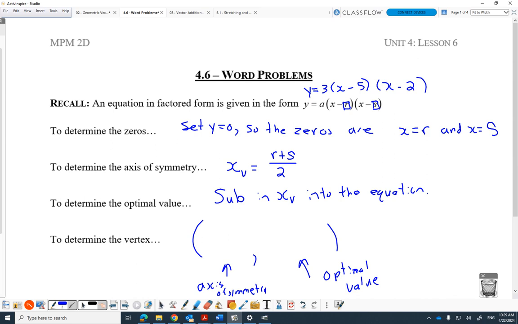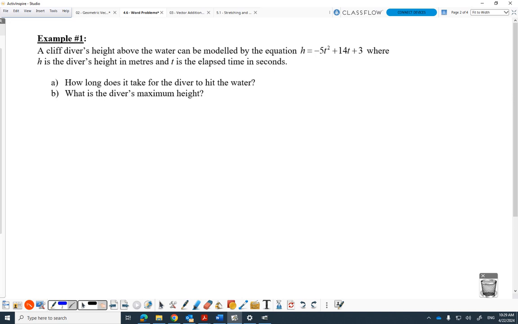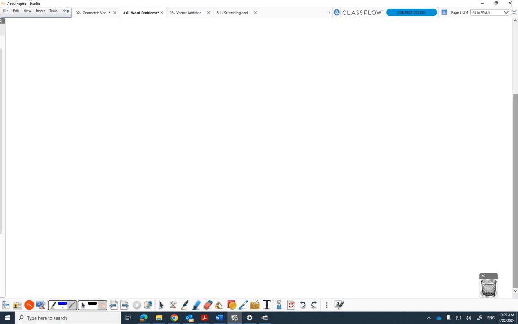I'm good. A cliff diver's height above the water can be modeled by h equals negative 5t squared plus 14t plus 3. Actually, pretty close. Well, these won't be perfectly realistic, but they're getting really close to realistic about things flying through the air. We talked about that in quadratics at the start of all this. A parabola represents something flying through the air really closely. It does it remarkably well.